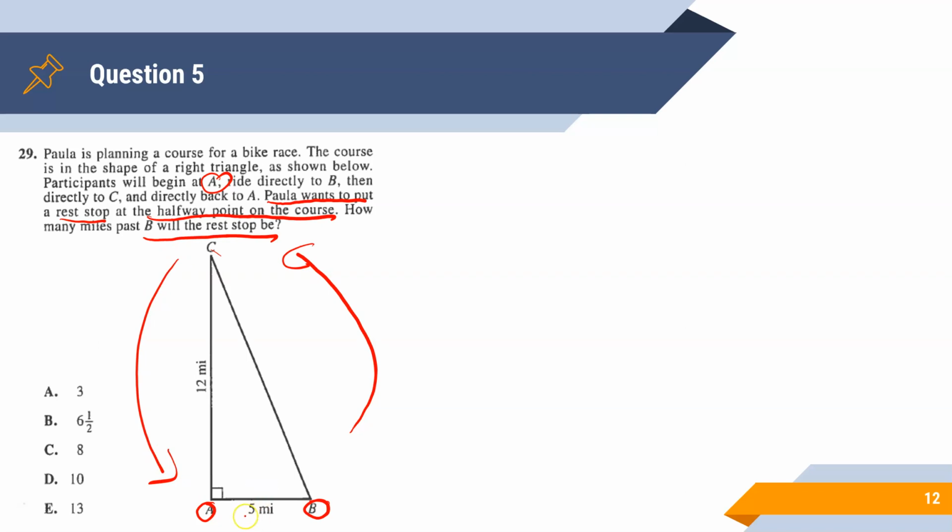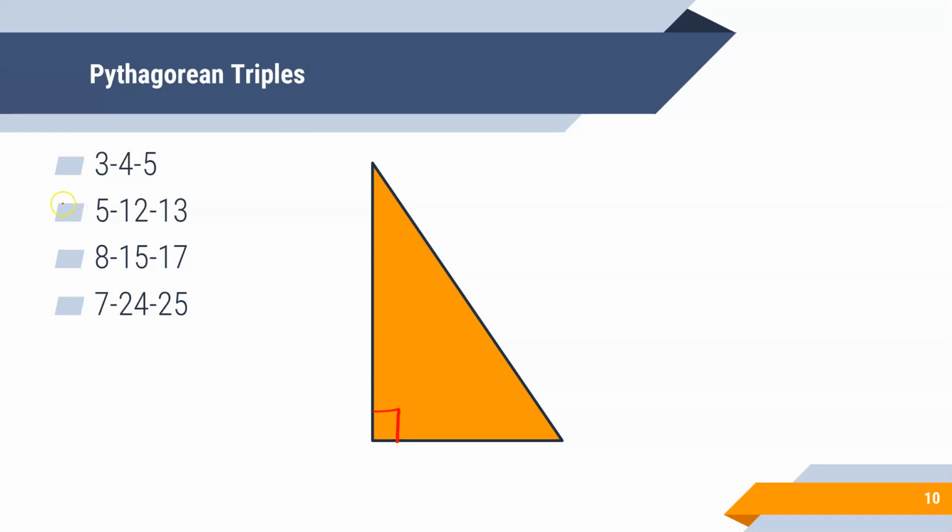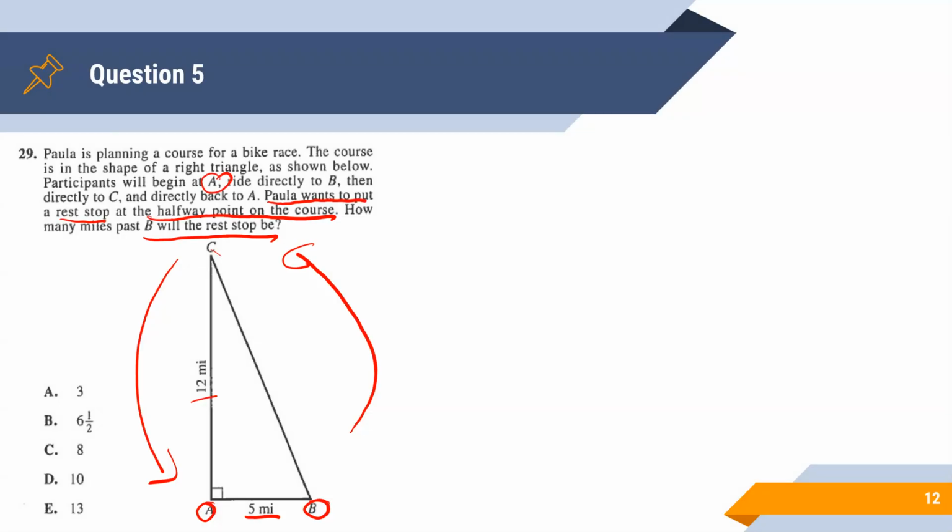Well, do you notice there's numbers here, 5, 12. And if we go back to the triples, there's a 5, 12, 13 triple. So this missing side must be 13. But please do not select it as an answer. We have to make a rest stop halfway along the course. So I need to add up how long this course is going to be.